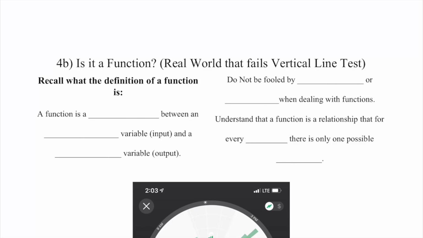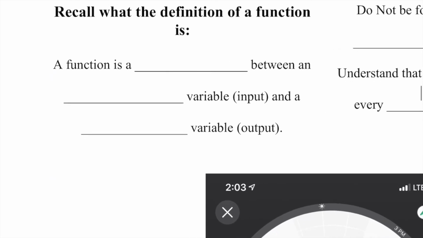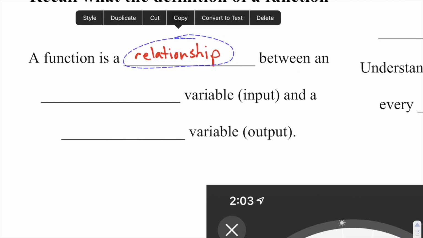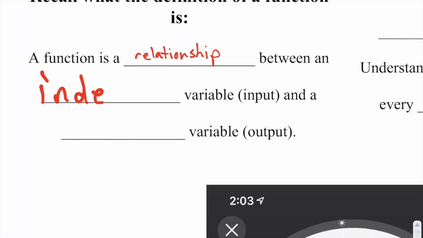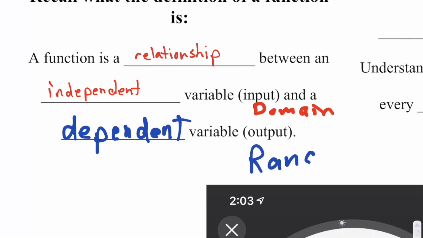Well, this is a little tricky, but I wanted to remind you of what a function is. So recall the definition of a function is a relationship between an independent variable, which is the input, which is in the domain, and a dependent variable or output, which resides in the range.